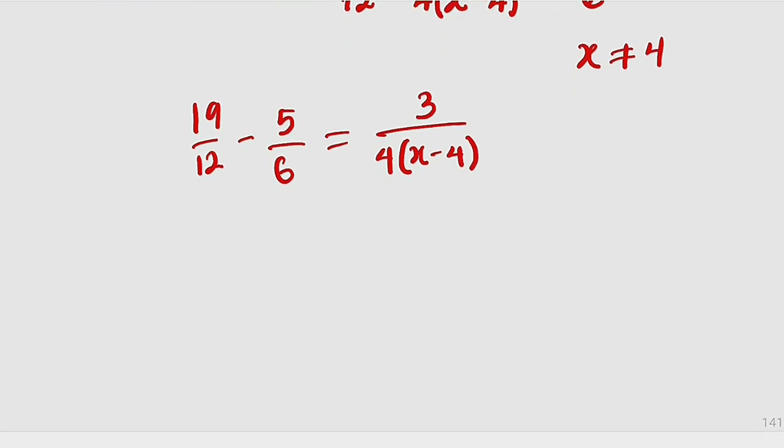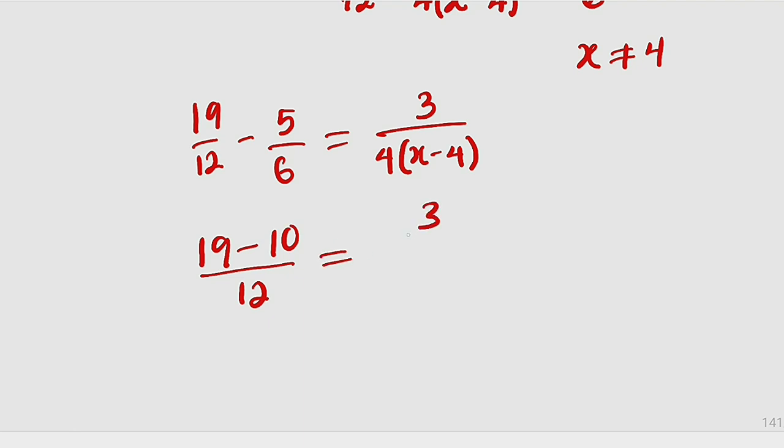All right, let me simplify the left-hand side. The LCM of these two numbers is 12. So we have 12 right here. 12 into 12 is exactly one time, and that one multiplied by 19 is 19. Then minus sign here. 6 into 12 is exactly 2 times, and 2 multiplied by 5 is 10.